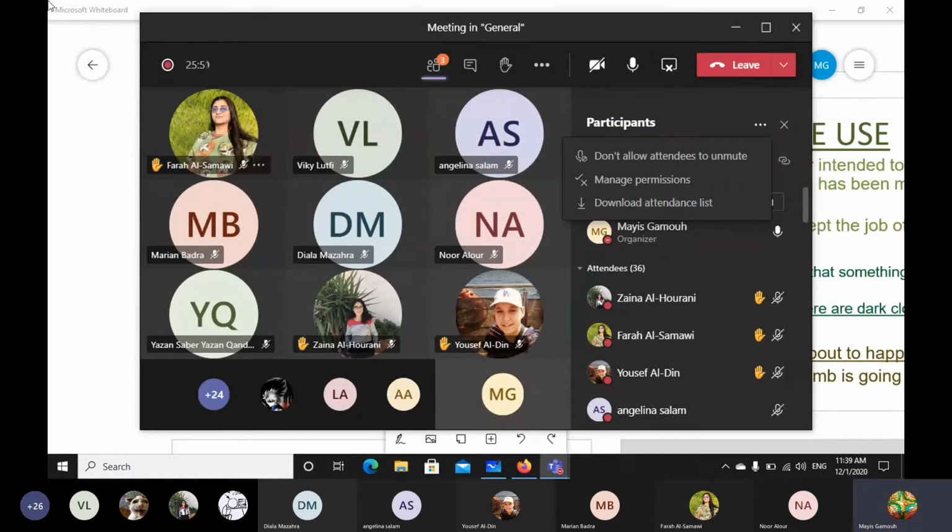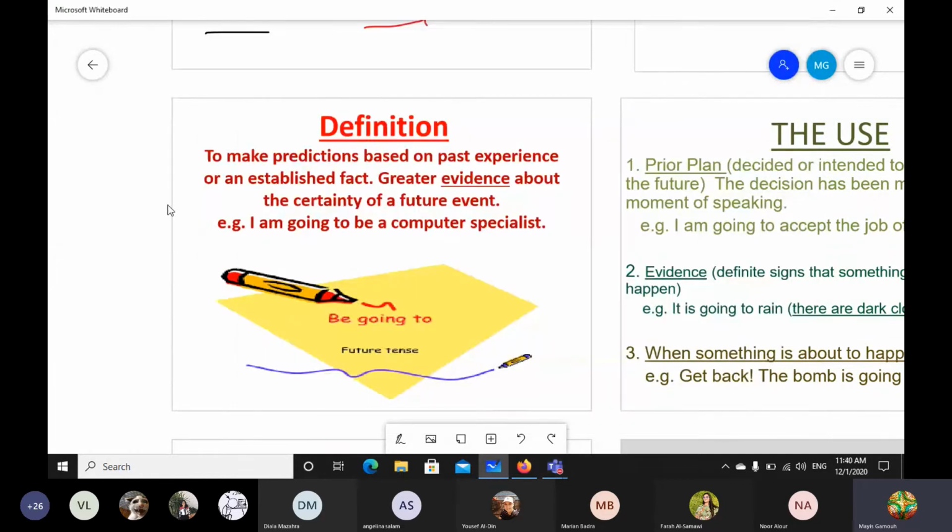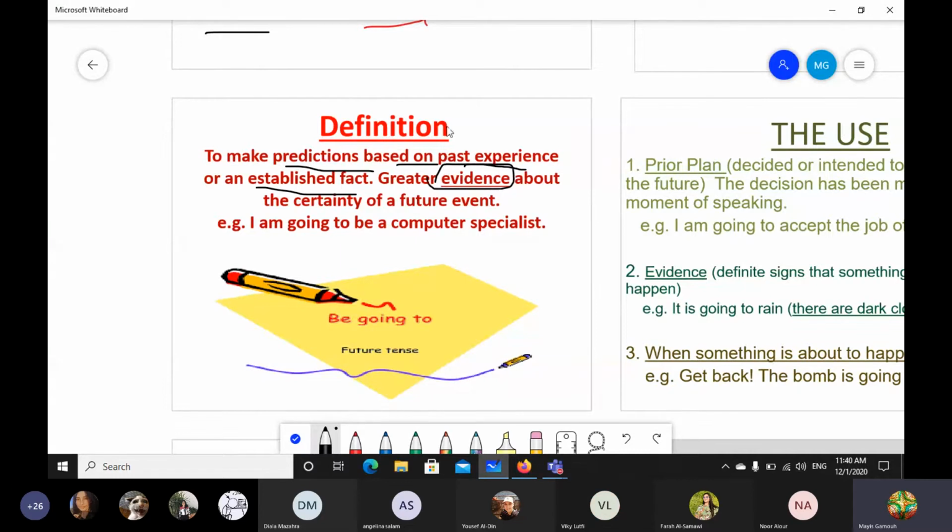Information regarding our lesson, and let's start talking about be going to. Here, when I say be going to make predictions, it's also such as will, but here my predictions will be based on past experience or an established fact. So here we have something that is called evidence. And this evidence is about the certainty of a future event. What do I mean by that?